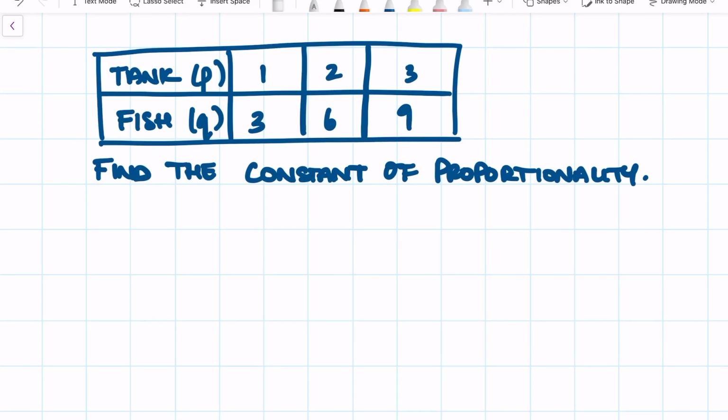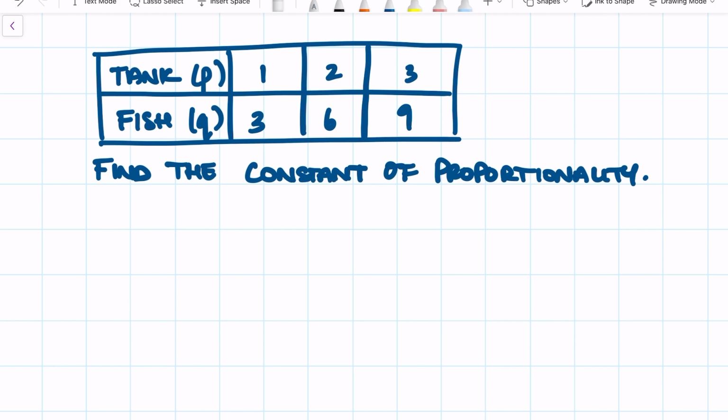So we're going to continue on with our notes. Today we're going to find something called the constant of proportionality. I'll be teaching you how to do that. Before we start, I'd like you to try to copy this down. So if you need to pause the video, you could do that and copy this right now.